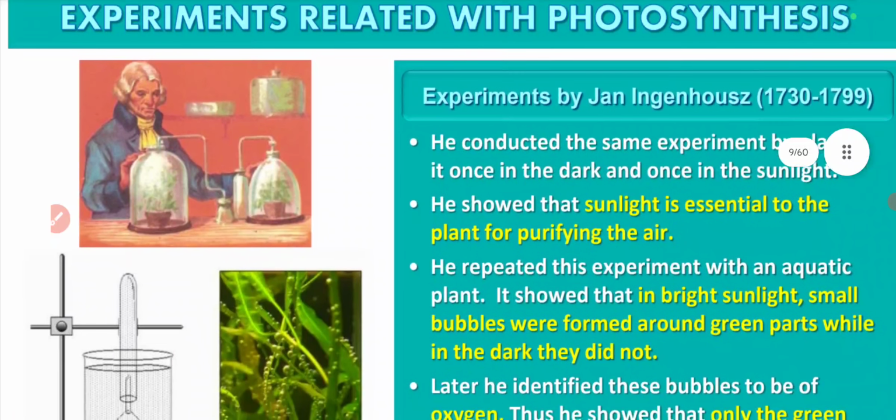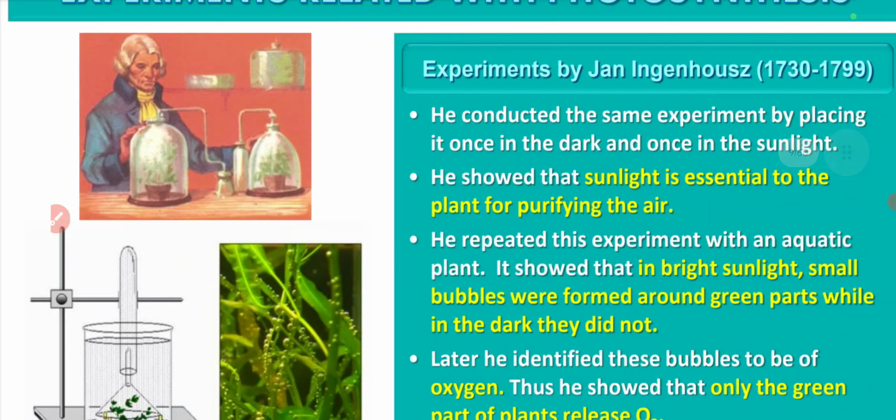Next experiment by John Ingenhousz, 1732-1799. He conducted the same experiment by placing the setup once in the dark and once in the sunlight. He showed that sunlight is essential to the plant for purifying the air.